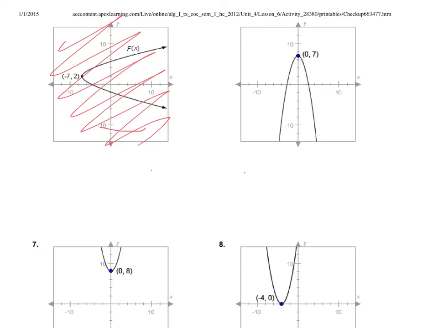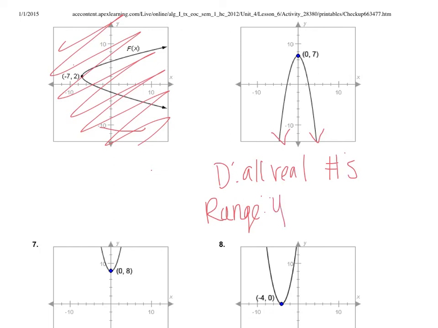It's a parabola, so that tells us our domain is all real numbers. So the question is, what's our range? Well, this parabola opens down. So going back to that chart I gave you, that means it's going to be y's that are less than or equal to whatever the y value is here. Well, the y value it tells you is 7, so that's going to be your range.